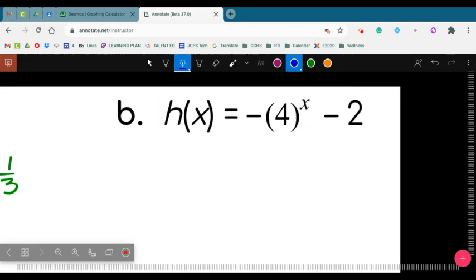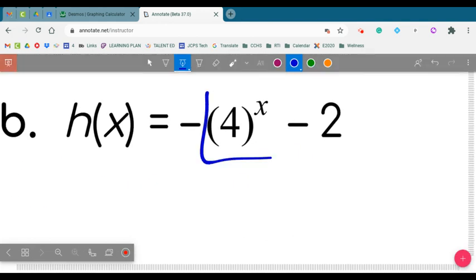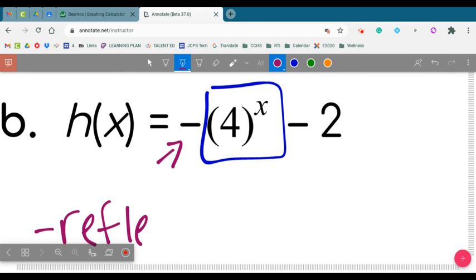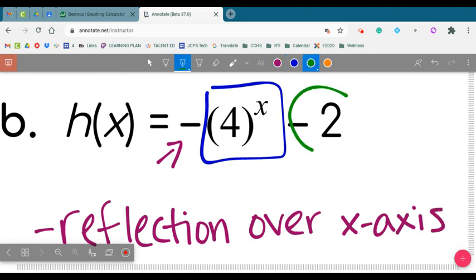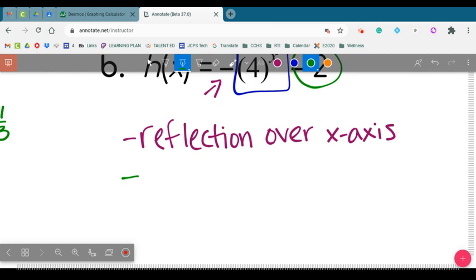Okay, next one. So our base is 4 to the x, so what changed? We have a negative in front, so this is a vertical reflection over the x-axis. And then the -2 is saying it's just shift down 2.